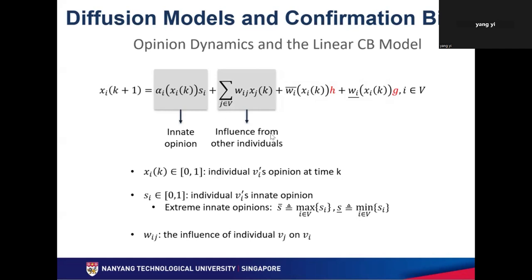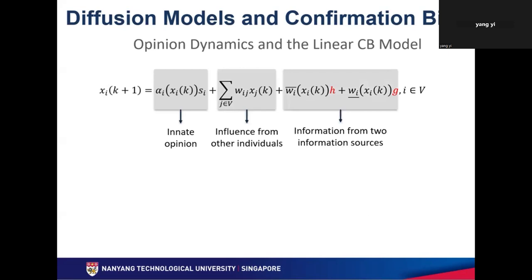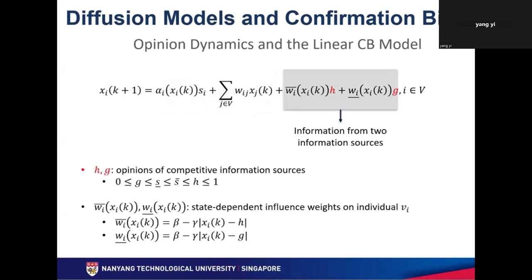And the influence from the other users is calculated by a sum of all the influence received from their neighbors, the other users, Vj. So the omega ij or wij here is the influence of the individual Vj on Vi. And for the third part here, because these two studies are studying the spread of two competitive information, they have two parts. One is for one information source, and another one is for the other information source.